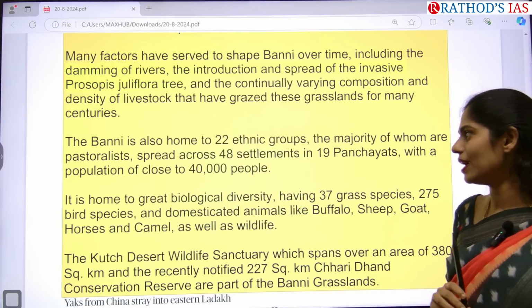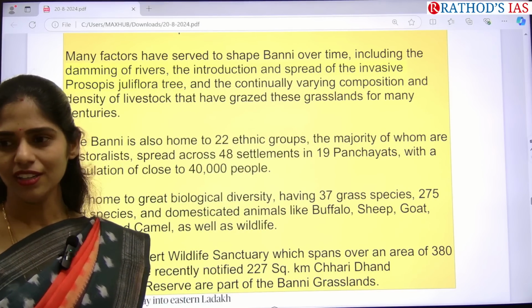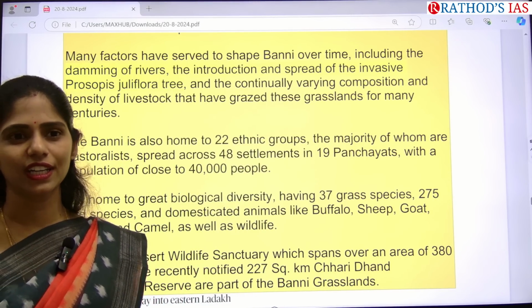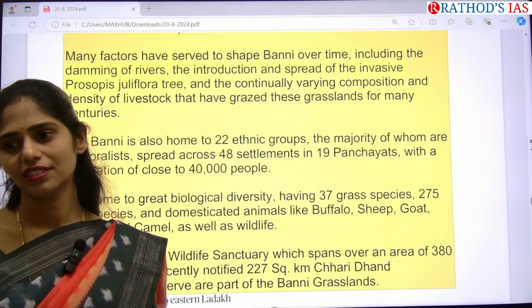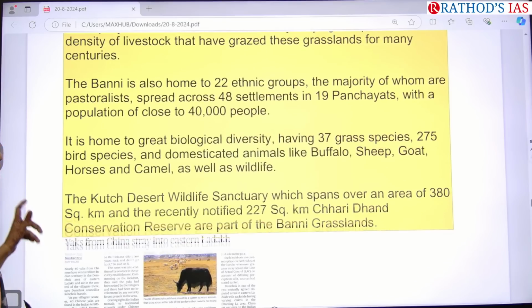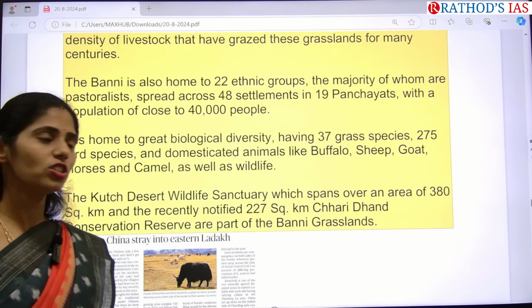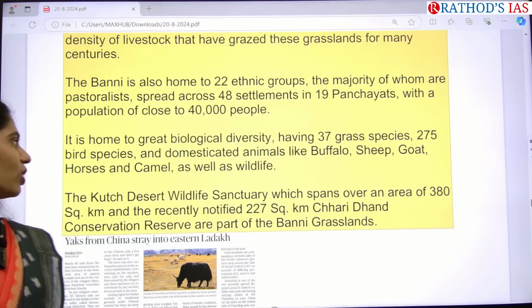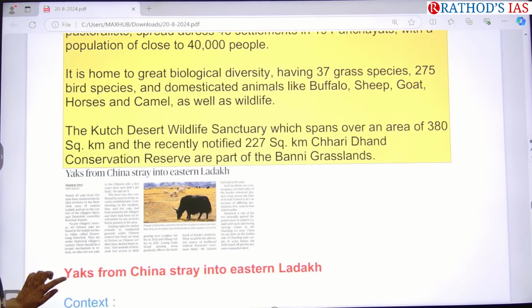So pastoral is nothing but those people who will be dependent only on animals, animal rearing. Based on the products they are getting from this animal rearing, they will be working, or sometimes they will be focusing on hunting and gathering. So these groups are called pastoralist. It is mainly home for great biological diversity. Around 37 grass species are present in these grasslands, and 275 bird species that you can identify. And especially people living in these regions will be domesticating animals like buffaloes, sheep, goat, horses, camel, etc. Okay, clear?